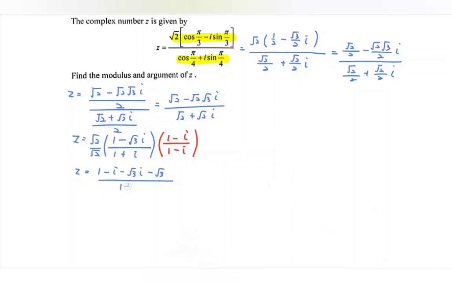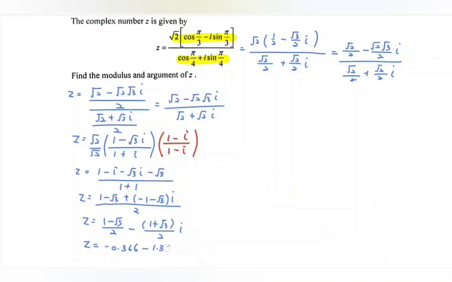Make use of the formula 1 plus 1. So z will be equal to 1 minus square root of 3 plus negative 1 minus square root of 3 bracket i, over 2. Rewrite the expression: we have 1 minus square root of 3 over 2, minus bracket 1 plus square root of 3 over 2 i. So that will be the Cartesian form. Referring to the calculator, z equals negative 0.366 minus 1.366i.